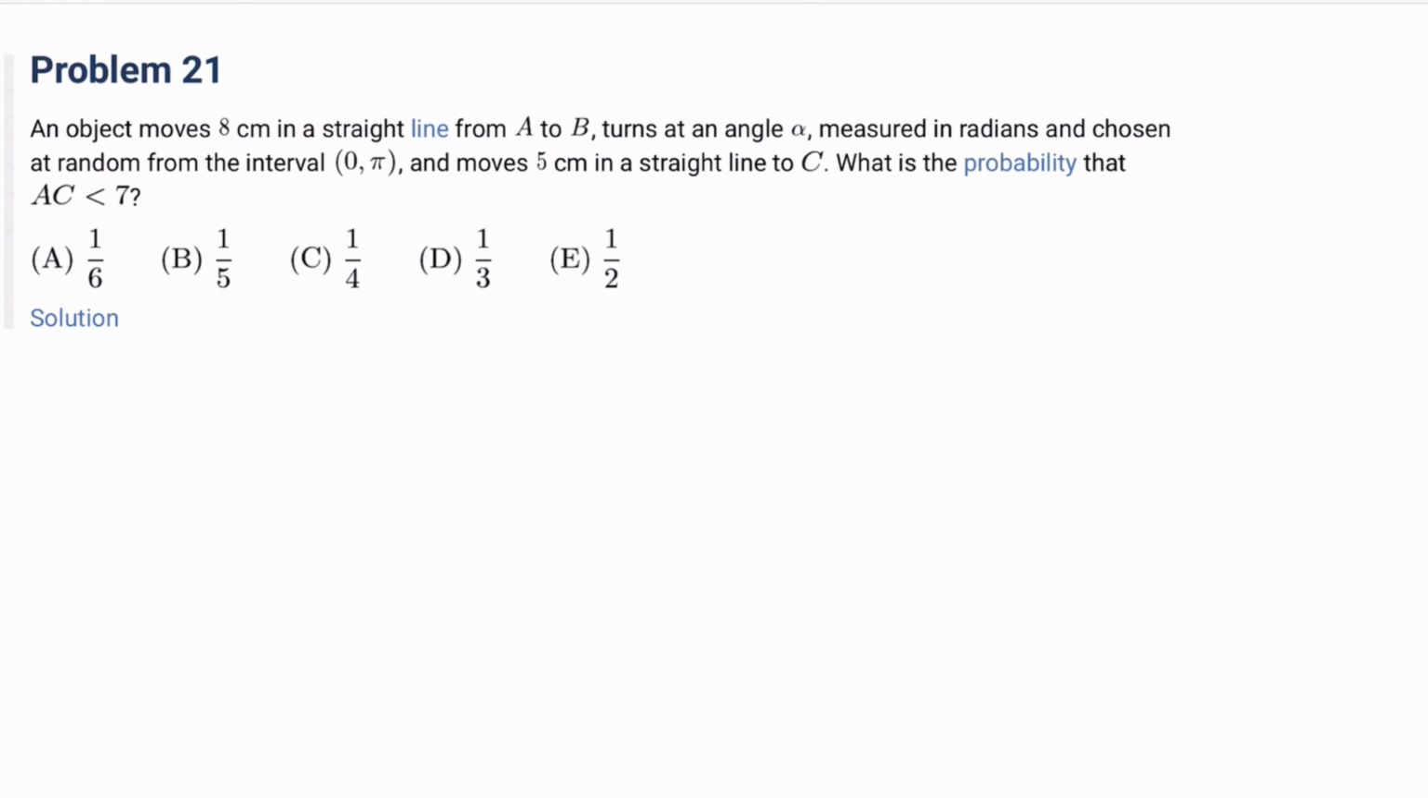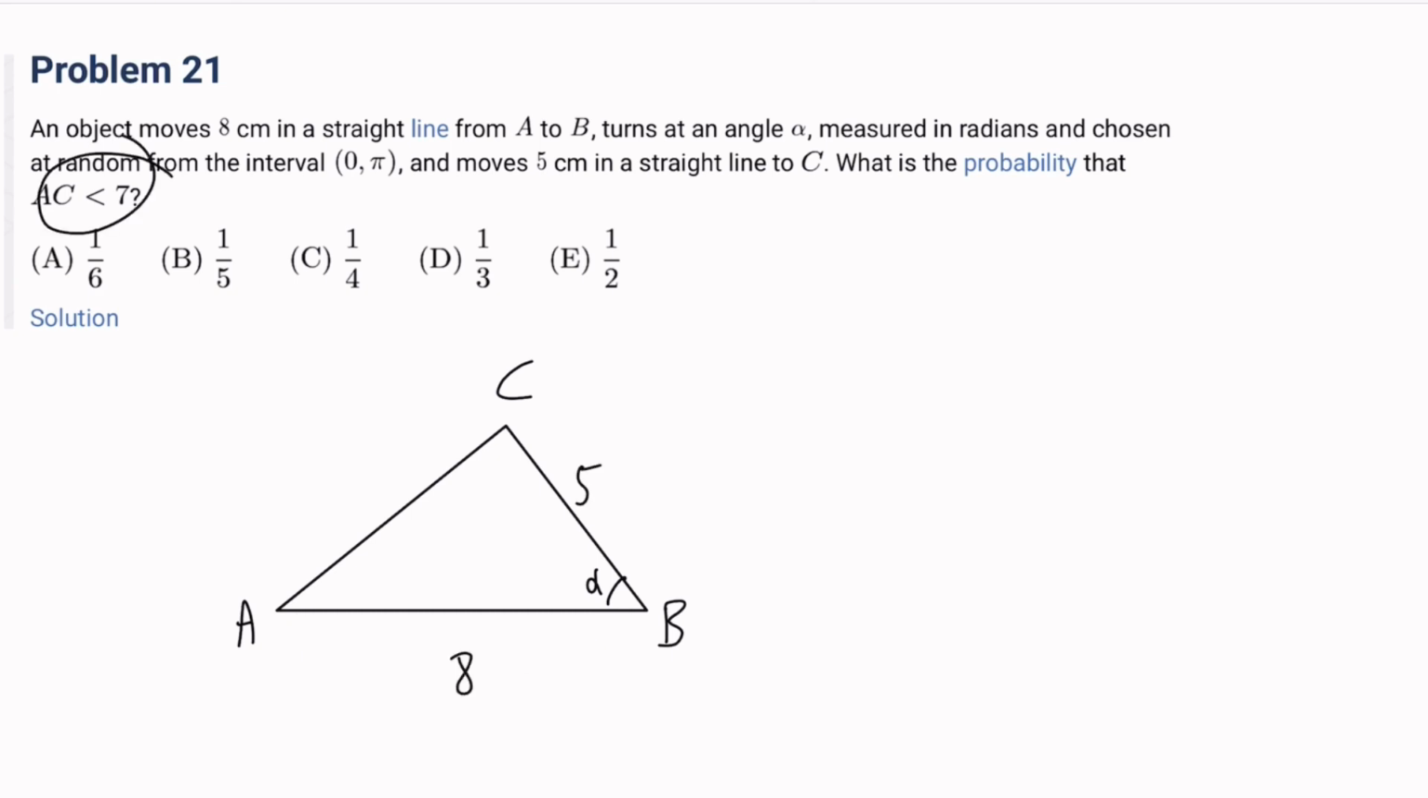What is the probability that AC is less than 7? Right, so if we pull out a diagram of this, then this would be the triangle, and we would be moving from A to B, so this direction, and then we would turn at an angle alpha, so this would be the angle alpha, and C would be over here, right? So AB would be 8, and BC would be 5, right? AC has to be less than 7, right?